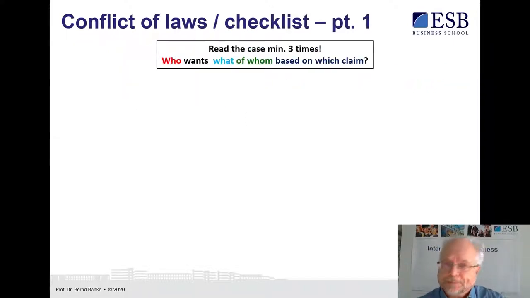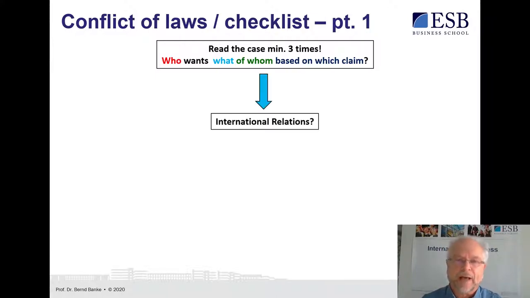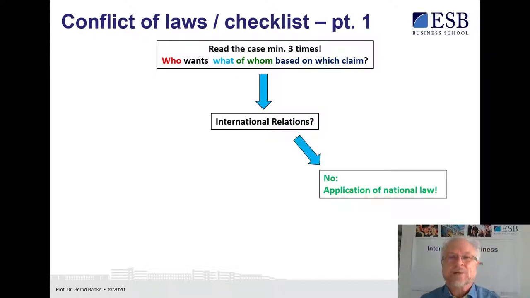And the first thing any lawyer would do when working on private cases, and that's almost the principle which is applicable worldwide, the lawyer, he or she, will ask him or herself, who wants what, of whom, based on which claim? And then we would be starting to look for a claim and the parties and all of that. If we have an international case, there is some kind of a prerequisite or step number one in the checklist before that. And that's the question, does the case have international relations? If no, that's pretty easy. Then any court, any judge worldwide will simply apply his own national law and that's it.